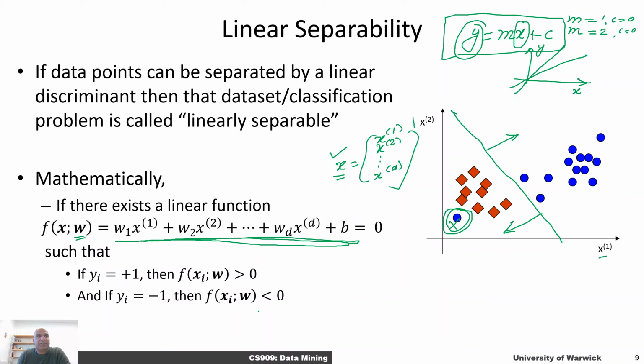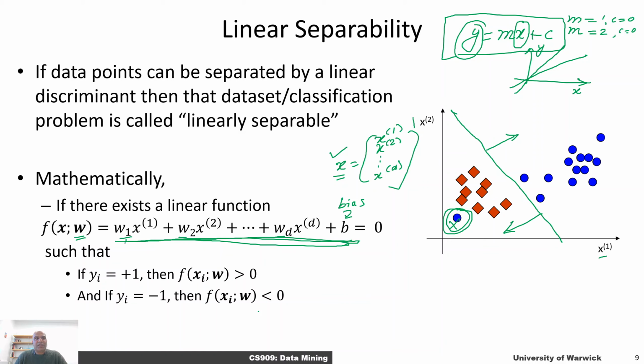The equation I'm trying to highlight on your screen is w1 x1 plus w2 x2 plus, and so on, up to wd xd, plus b is equal to 0. Here b is called the bias term, whereas the w's are called the weights of the linear function. So there are d different weights corresponding to d different features, and then we've got a bias.